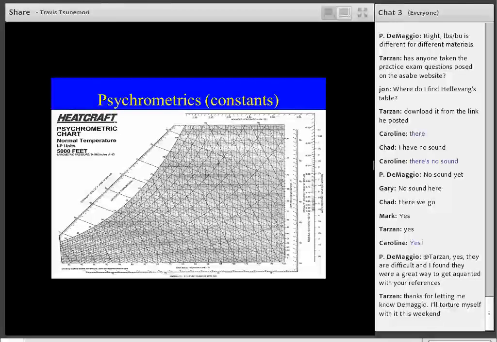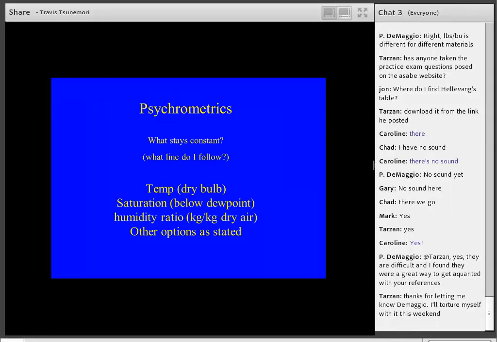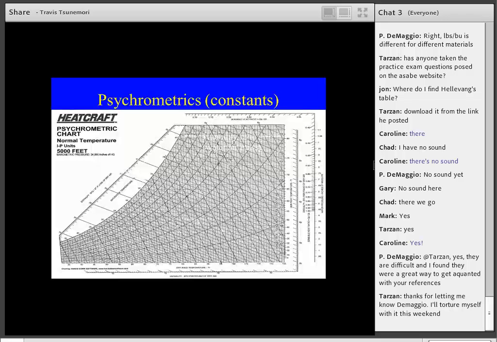What stays constant? Going across, humidity stays constant. The total amount of water mass stays constant when you're going horizontal on this chart. What line do I follow? Dry bulb temperature, that's at the bottom, and it's the vertical lines. Dry bulb temperature stays constant if you simply go up and down the vertical lines.